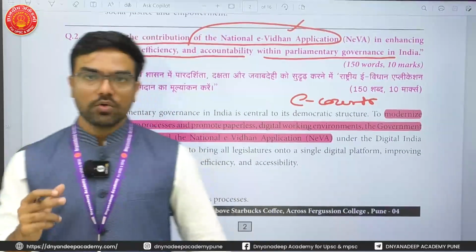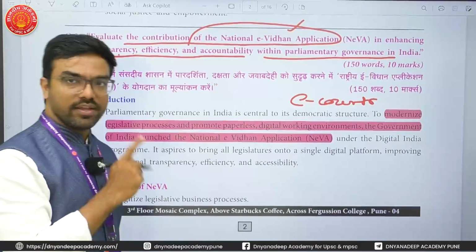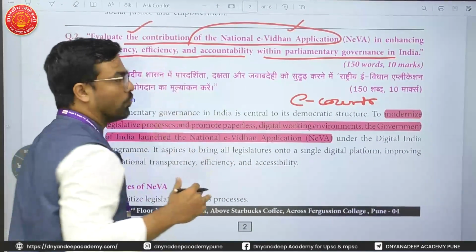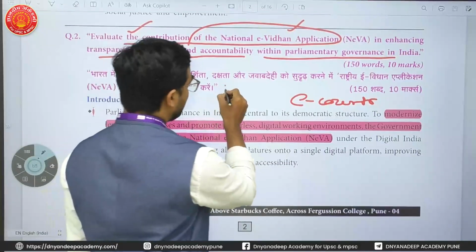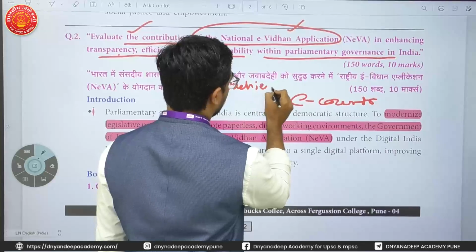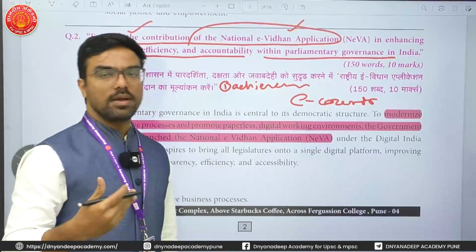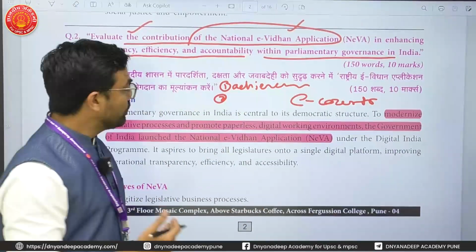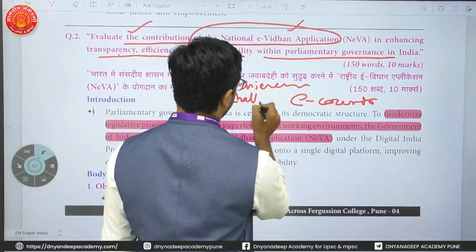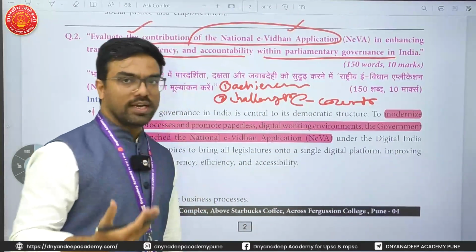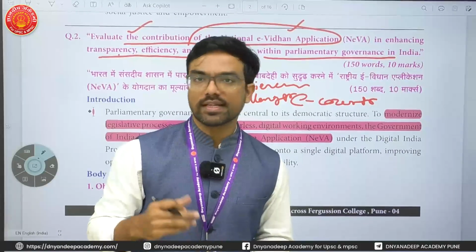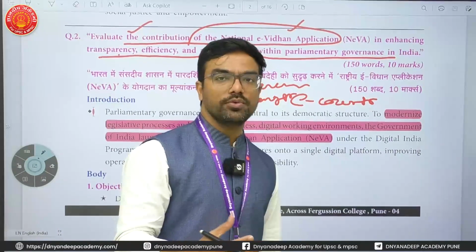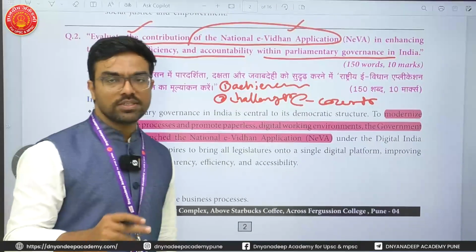So here in the question we have to highlight what the National e-Vidhan application is, and its purpose. Second, we have to evaluate its contribution. When they say evaluate, you have to say what its achievements are, what the advantages or achievements are by adoption of this e-Vidhan. And second, as it says evaluate, we also have to write what the challenges are. And you can write separately what measures should be taken, or in the conclusion you can say that these should be addressed. So these are the main three parts of this question.